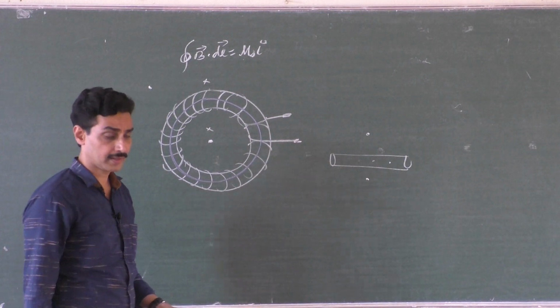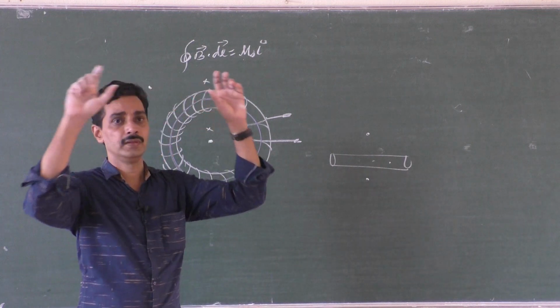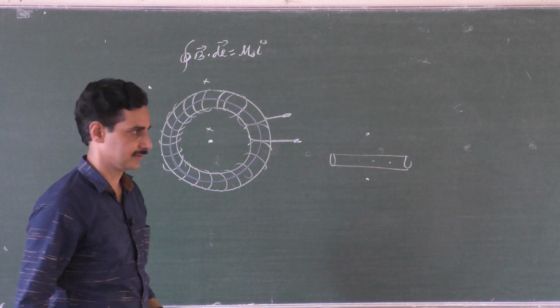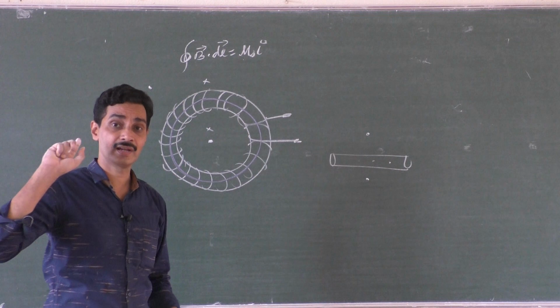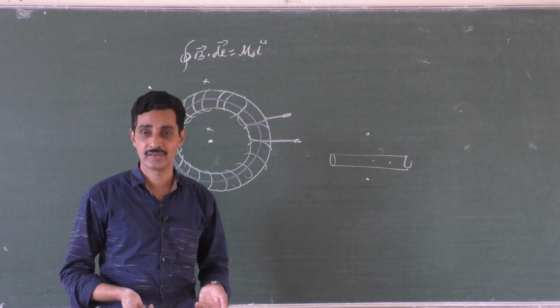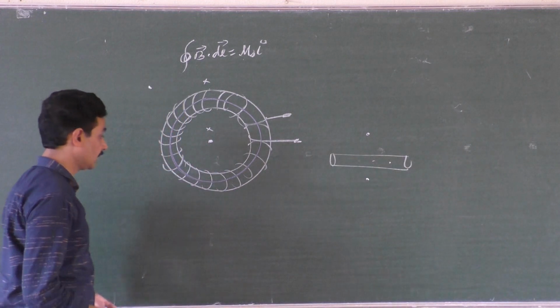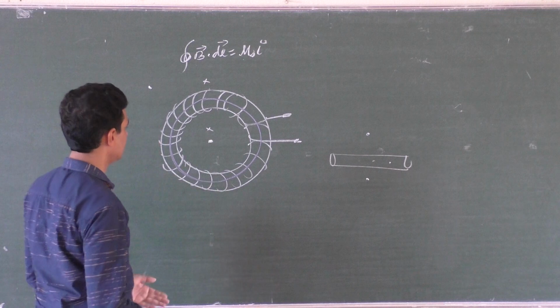Now you have to consider an Amperean loop. What is an Amperean loop? A loop which encloses the current carrying conductors. Whereas in Gauss's law, it is a closed surface which encloses the charges, maybe a sphere or cylinder, you may be remembering it. Okay, now you consider the Amperean loop like this.